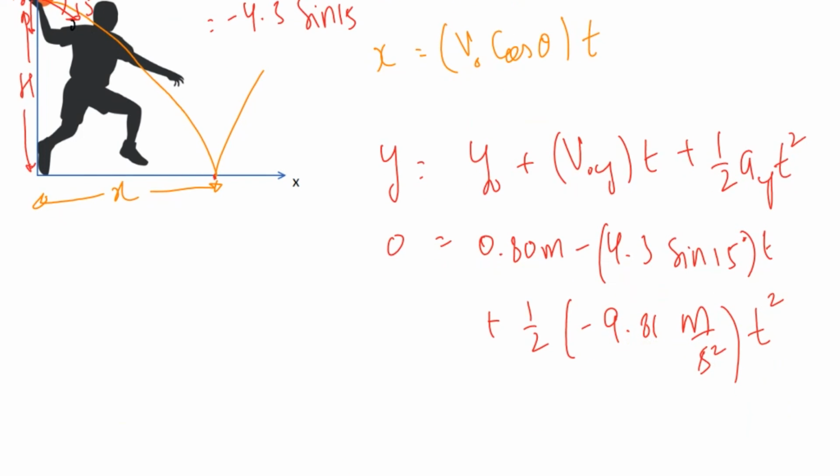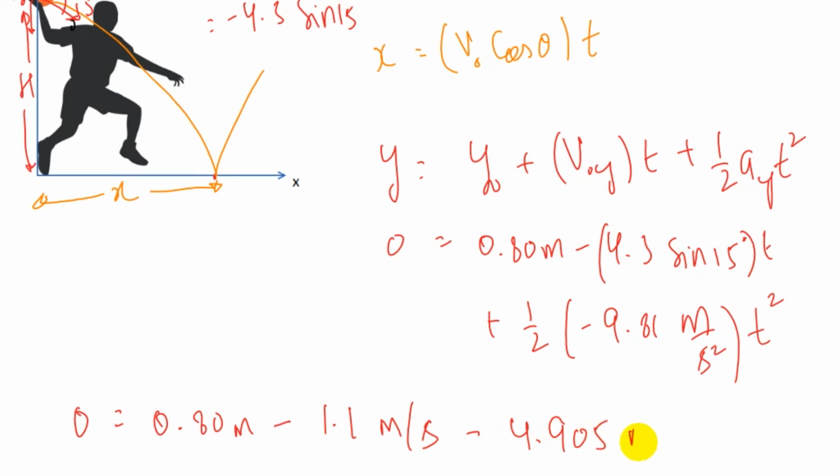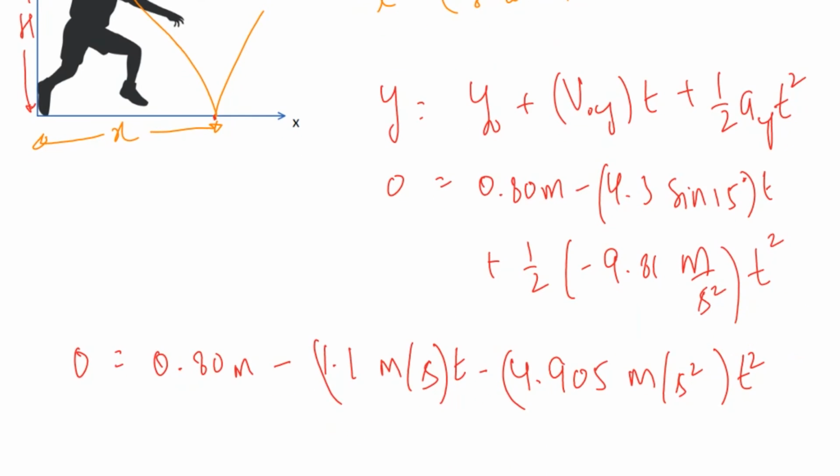Now on further solving, we'll get 0 equals 0.80 meter minus 1.1 meters per second, times t, minus 4.905 meters per second squared times t squared. And I missed t here; this should be multiplied with t. Now it's a quadratic equation, so you can use your calculator to solve it for t, and the value of t from here comes out to be t equals minus 0.53 seconds and t equals 0.31 second. So this value is neglected, and we have to take this value.